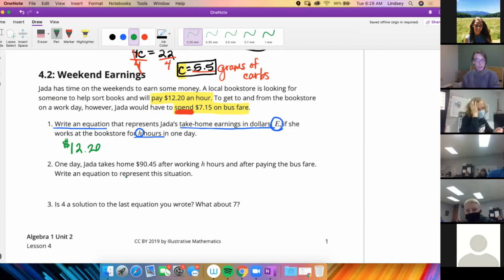Okay, so what is a reasonable amount of hours that we could work in a day? 7 hours. All right, I heard 7 first, but yes, 8 hours will work as well. So if we were making $12.20 an hour, and we worked for 7 hours, how would we mathematically figure out how much money we made? We'd multiply it.